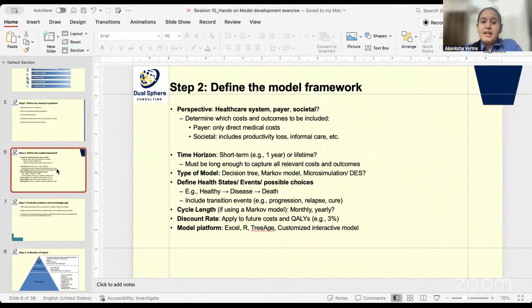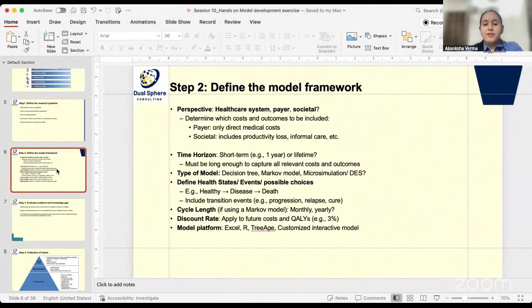Then comes your time horizon. If you have a Markov model, how long do you want to run your model? Do you want it for a lifetime, for 5 years, 10 years, 20 years, and what rationale do you have behind that? Then the type of model, again, you need to determine which model would be best. Sometimes it's not only Markov, you have mixed models also. In the beginning you have a decision tree, and at the end you have Markov. So there have been cases where there is a combination of models.